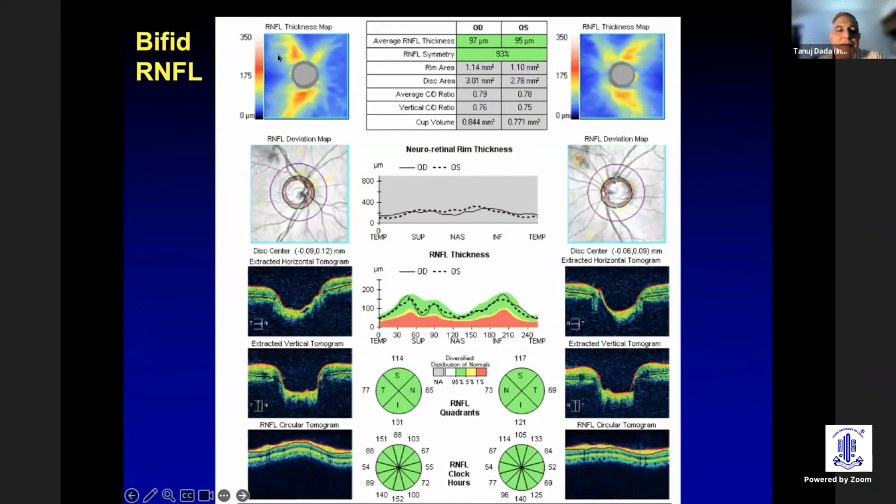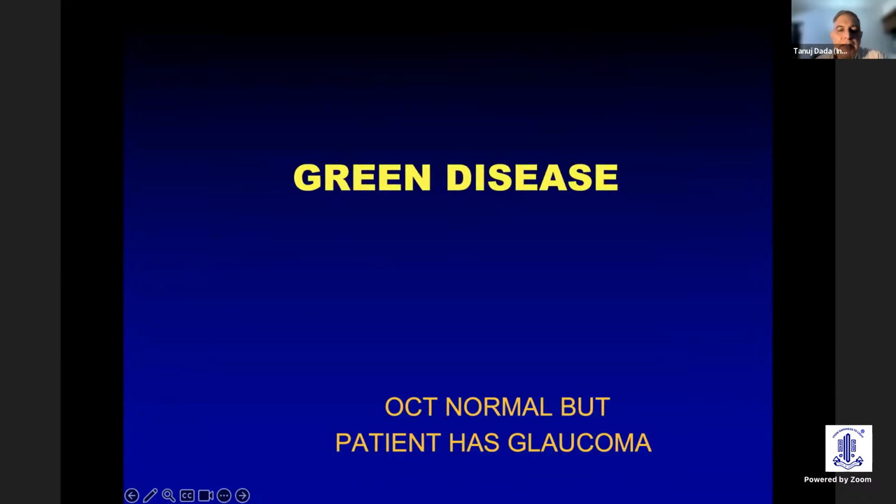Some patients have got a physiological bifid RNFL. You can see two splits. This is normal. This can be a normal variation. Don't think of this as glaucoma.